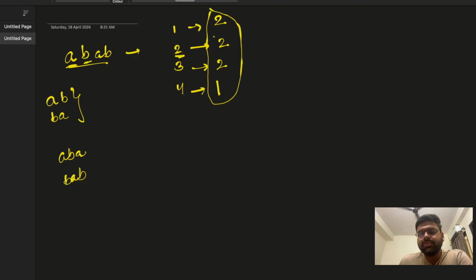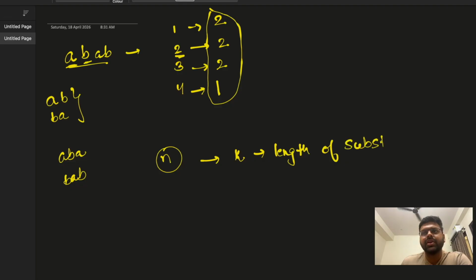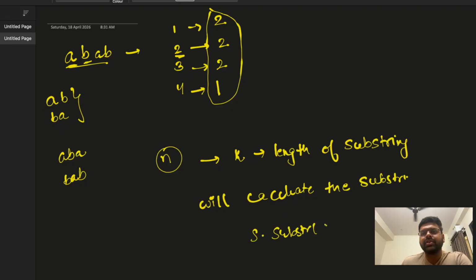Now by reading the problem statement, we might think that this is a very easy problem, because if we go by the brute force method, for a string of length n we would go through each and every k, where k is the length of the substring I'm considering, and we'll calculate the substring using s.substr and use some kind of a hash set or a set to get the count of all of the substrings.